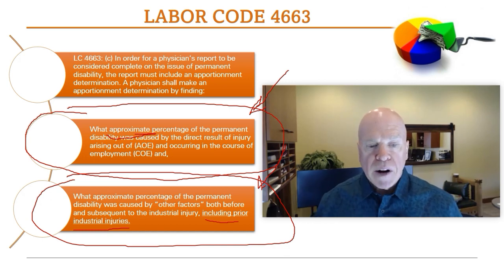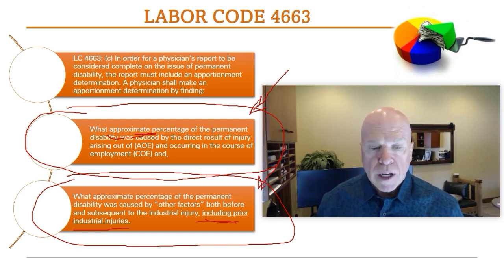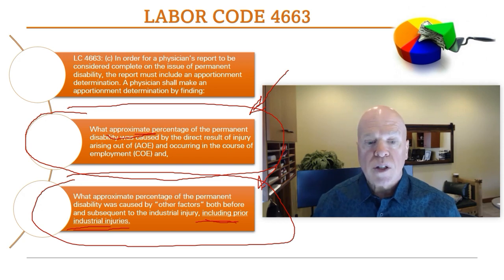Now, very, very interesting, on the employee's percentage, this percentage that's due to other factors, included as one of the causes is prior industrial injuries. Now, notice that the law does not say prior auto accident injuries. It does not say prior sports injuries. It does not say prior slip and fall injuries. It does not say prior birth defects, prior pre-existing conditions. It's specific for prior industrial injuries.